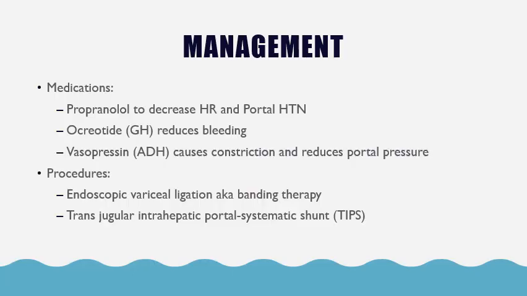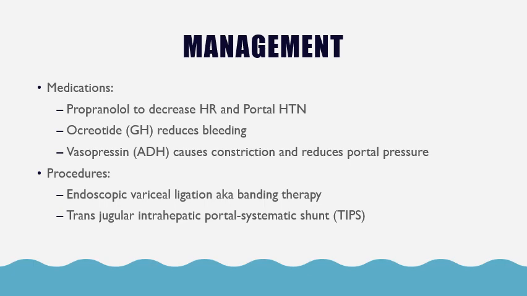Management. We're going to give medications. We should be familiar with propranolol at this point. We use it to decrease heart rate and hypertension. This is used prophylactically, so we want it to reduce that portal hypertension. It's not going to work in an emergency. That's too late. So if they have cirrhosis or they have hepatitis and they're at risk for portal hypertension or they have regular hypertension, we need to start them on propranolol to help get rid of that.